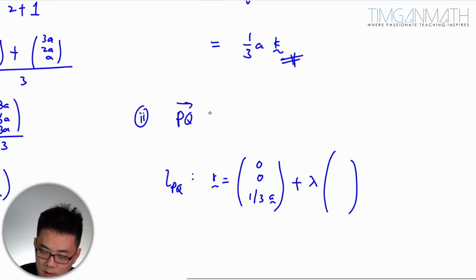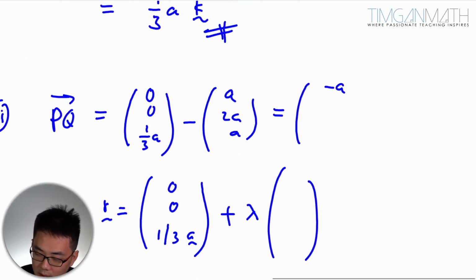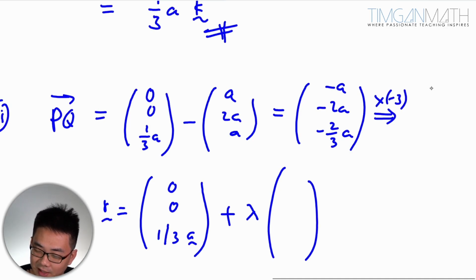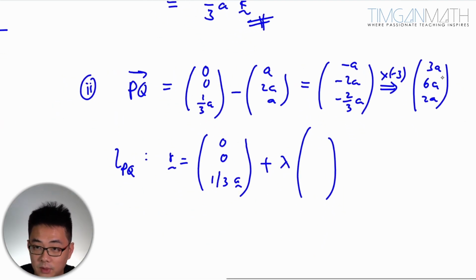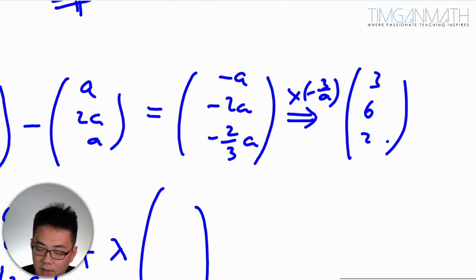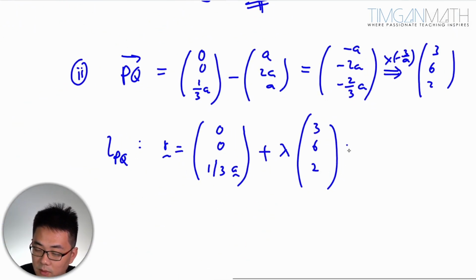PQ is just Q minus P. So this is 0, 0, 1/3 A minus A, 2A, A, which is actually just negative A, negative 2A, and negative 2/3 A. We can just multiply with negative 3. That will be 3A, 6A, and 2A. Okay, so it's 3A, 6A, 2A, but A is a constant, so we could just multiply with 3 over A, because the A is just redundant, so the direction will just be 3, 6, 2. Okay, so this case here will be 3, 6, 2, where lambda is a real value.